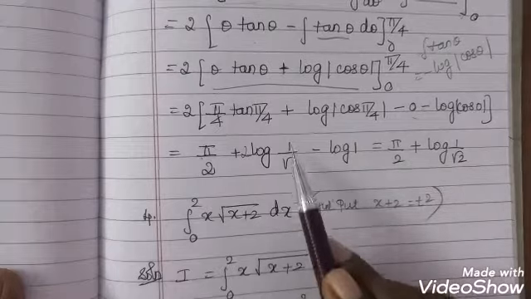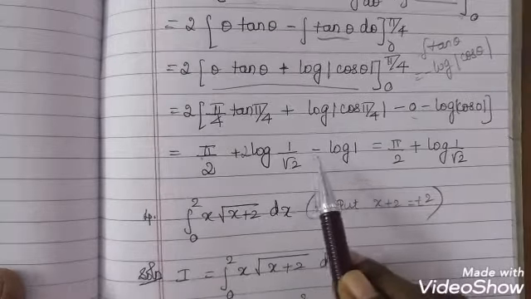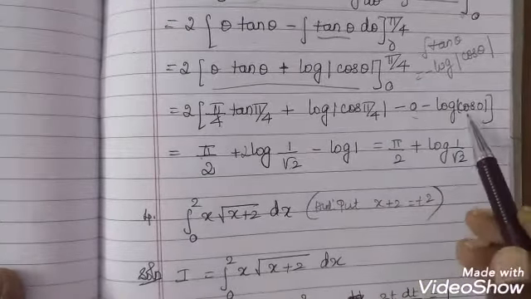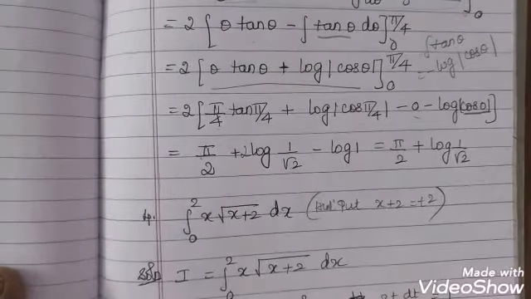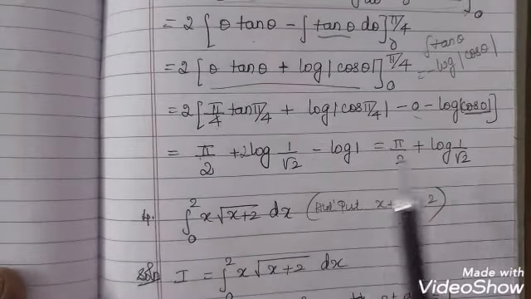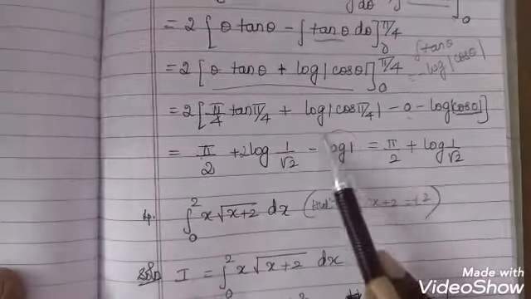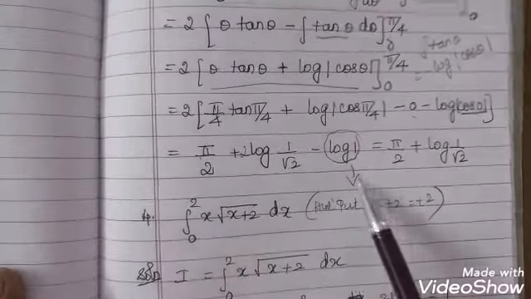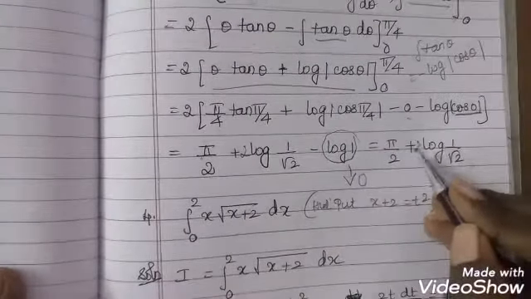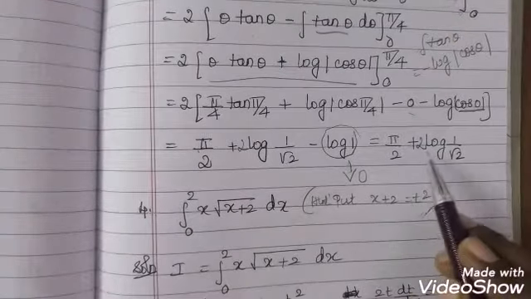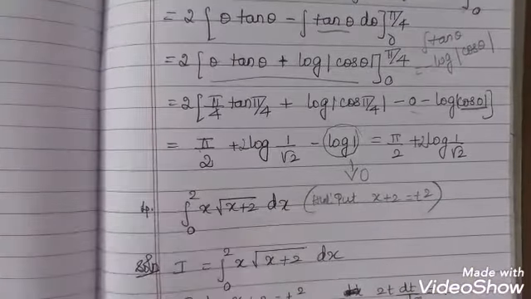What is cos pi by 4? It's nothing but 1 by root 2, minus, this is 0. You will get log 1, because what is cos 0? That's nothing but 1. So here you will have log 1. What is log 1 actually here? It's nothing but equal to 0. So what's the answer you get here? It's nothing but pi by 2 plus 2 into log of 1 by root 2.